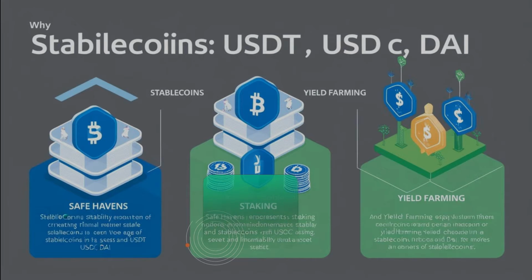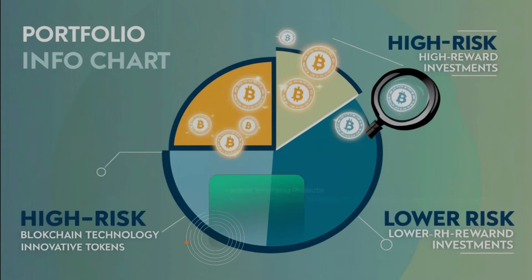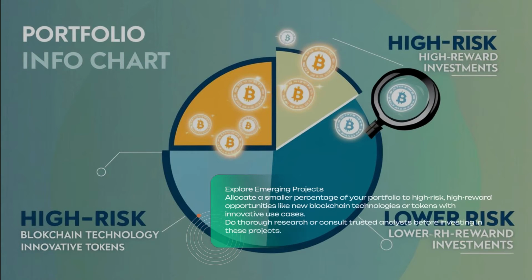Include stablecoins. Stablecoins like USDT, USDC, or DAI are essential for managing volatility. They provide a safe haven during market downturns and can be used for staking or yield farming. Explore emerging projects. Allocate a smaller percentage of your portfolio to high-risk, high-reward opportunities like new blockchain technologies or tokens with innovative use cases. Do thorough research or consult trusted analysts before investing in these projects.